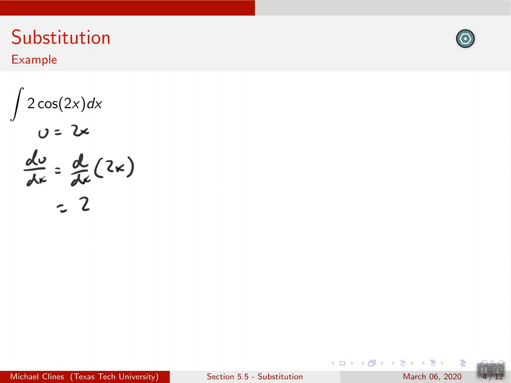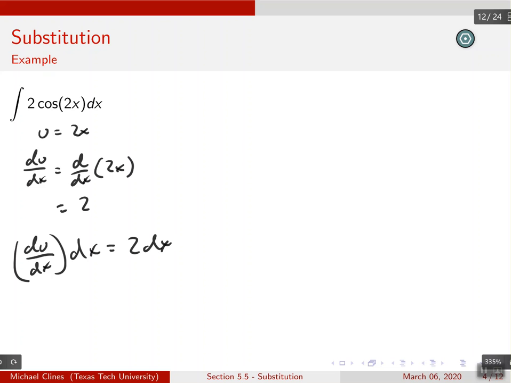But I don't want a du dx, I just want a du. So what I'm going to do is multiply du over dx by dx. What we do to one side, we have to do to the other, and we get the dx is right here to cancel. So we conclude that du is equal to 2 dx. So let's take a second and recap what I just did. I named this function 2x u. I differentiated it with respect to x, and then got du dx is equal to 2. And then I moved the dx to the other side, and we got du is equal to 2 dx. Now, why did we do this? We'll see in a second.